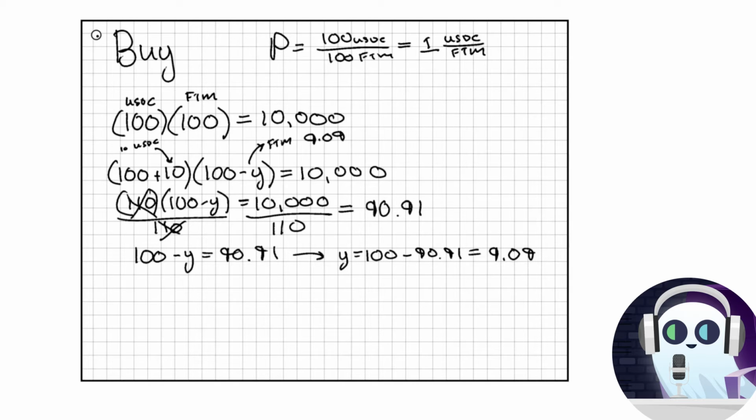And the reserves after this trade is made will then look like this. It'll be 110 USDC, and then it'll be 90.91 FTM because we took out some. And then when you multiply these two numbers together, they should always equal K from the beginning. So they should be equal to 10,000. So I can just double check that and make sure everything went well. And it is equal to 10,000. Cool. So that's a simple buy transaction.